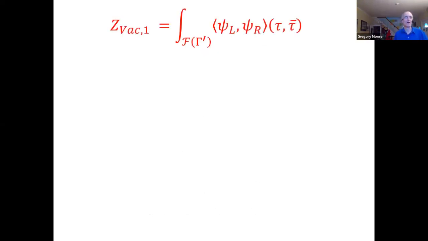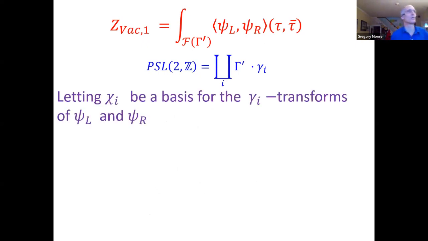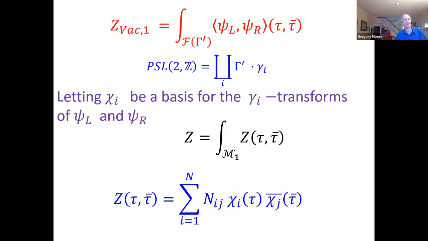So the idea was, okay, let's start with the one loop partition function and just find psi left and psi right, which transform in different representations of an Atkin-Lehner symmetry. Then we have to integrate over the fundamental domain for a congruence subgroup of the modular group. The full modular group is then a finite disjoint union of cosets of that congruence subgroup. So if we let chi I be a basis for the gamma I transforms of psi left and psi right, we get a partition function where the integrand is a finite sum of holomorphic times anti-holomorphic. And so then I was off to find some models that did this.